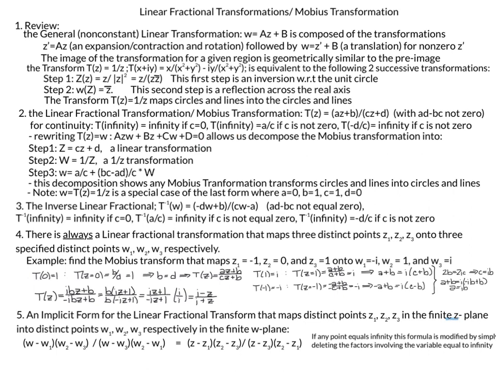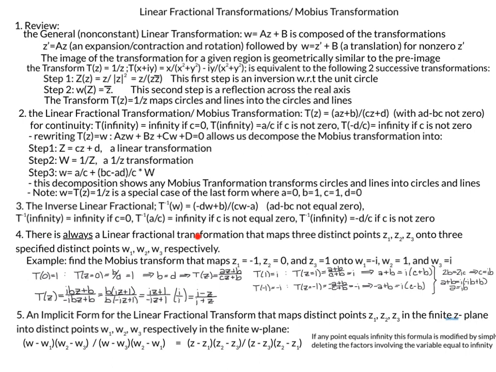We found that we could break this transformation down into three composite transformations. One that was linear, another that was a 1 over z transformation, and then a third that was linear, which means because this here maps circles and lines into circles and lines, and the linear transformations do not change the shape of regions, this linear fractional transformation, or the Mobius transformation, will map circles and lines into circles and lines, as we see here. We also talked about the inverse linear fractional, and we gave a formula for T inverse of w is equal to (minus dw plus b) over (cw minus a).